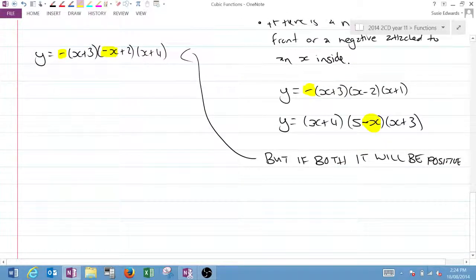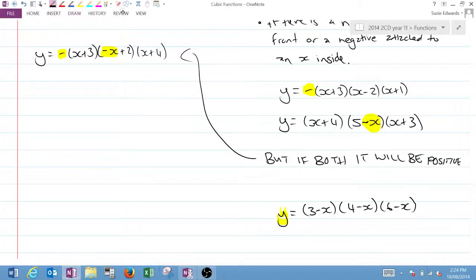Okay, so if you had something like this, y equals 3 take x, 4 take x, 6 take x. It's got 3 negative x's. Negative times negative times negative equals negative x cubed. So it's a negative. Okay. You don't normally get to that though. You normally only get 1 or 2 negatives in there, so you need to be aware of that.